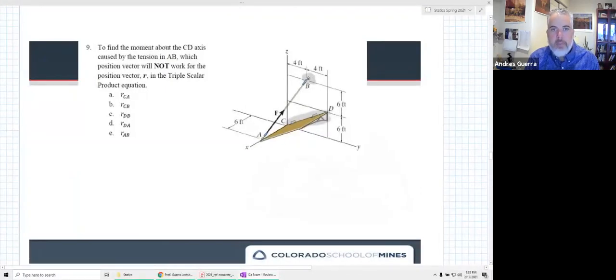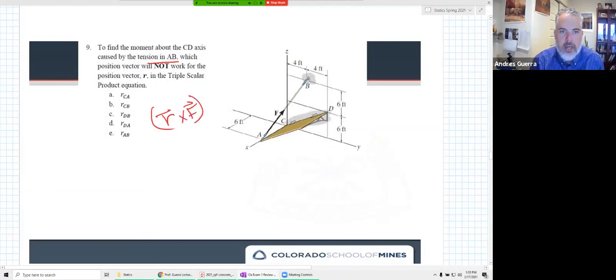Number 9 now. Moment about the CD axis caused by the tension in AB. Which position vector will not work for the position vector R in the triple scalar product? So our triple scalar product is R cross F dotted with the unit vector. And so this is testing part of that, right? This is just testing a piece there.